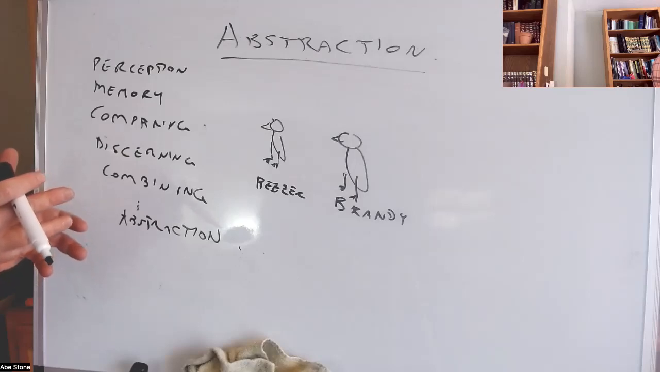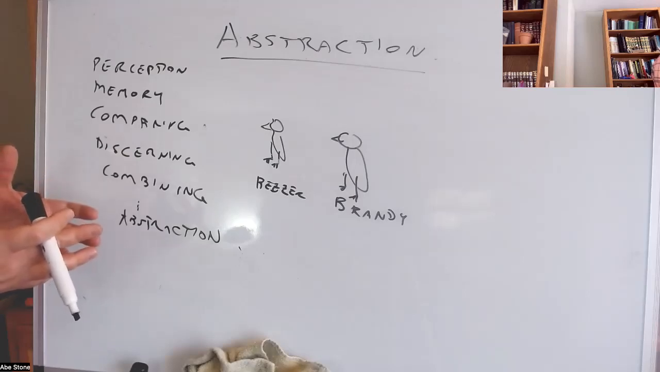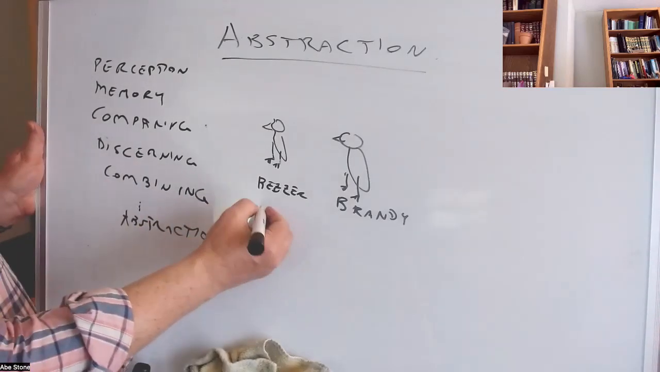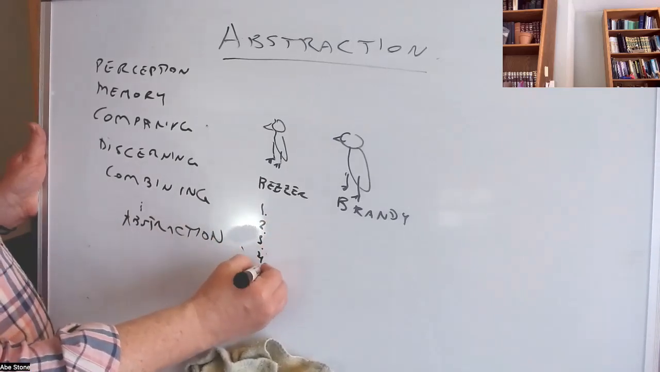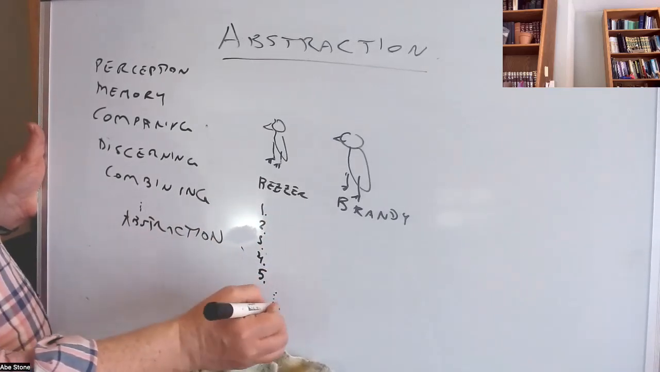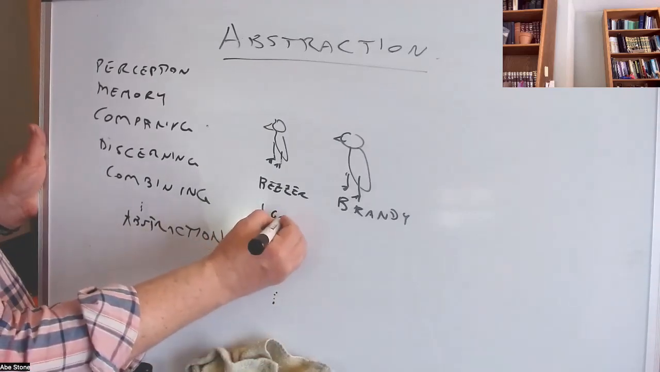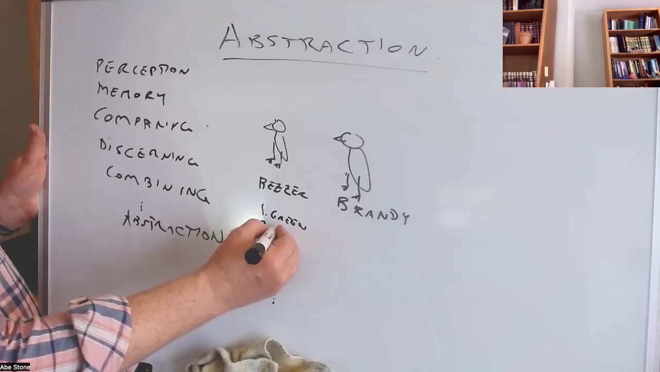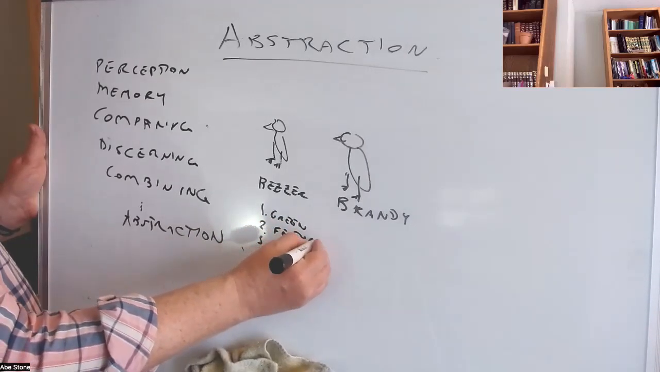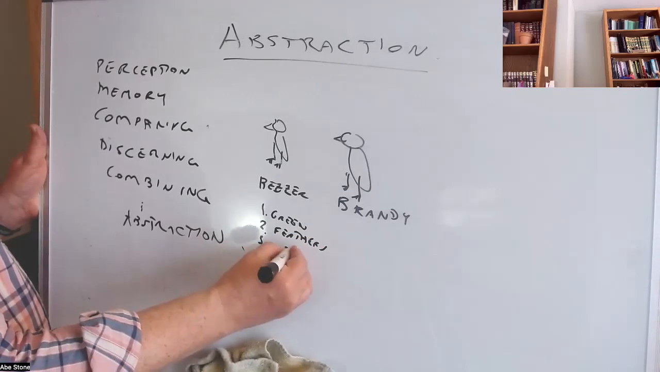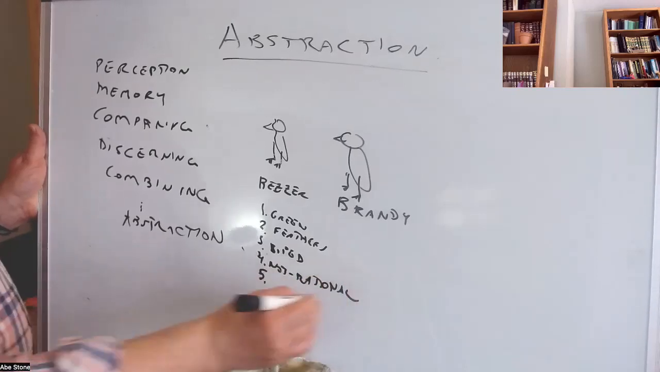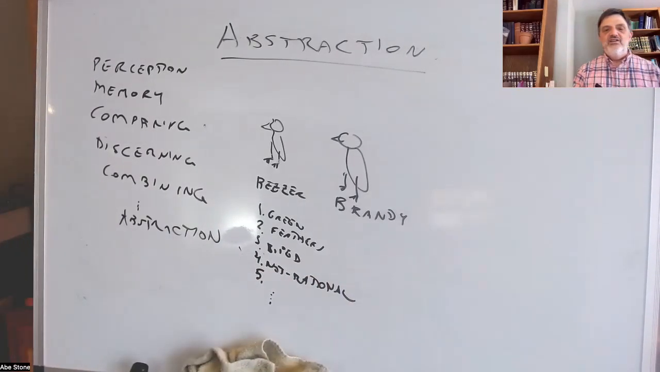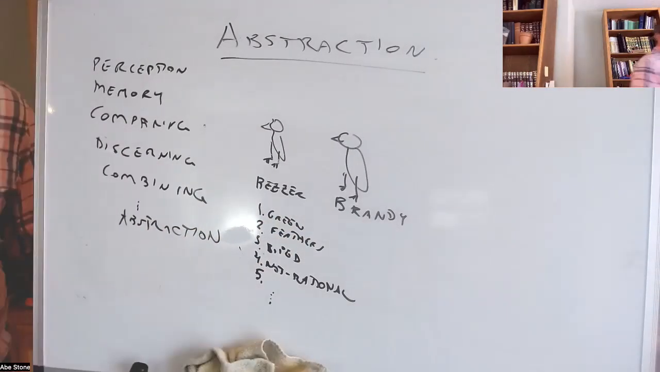So, I mean, I want to draw this somehow, but put it this way, you can think of the particular idea of Beezer as a list of simple ideas. I think at least this is the way you'd be thinking about it when you think about abstraction this way. So Beezer is green and has feathers and is a biped and is not rational and et cetera, right? And the particular idea of Brandy is also a list of simple ideas.